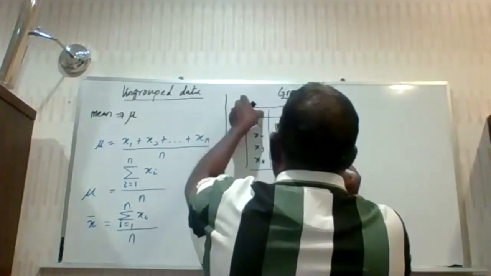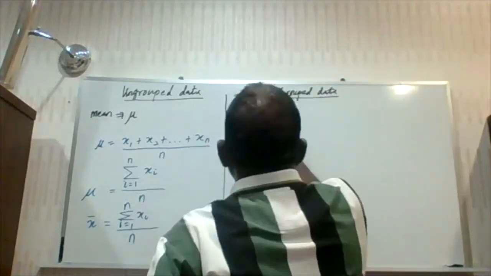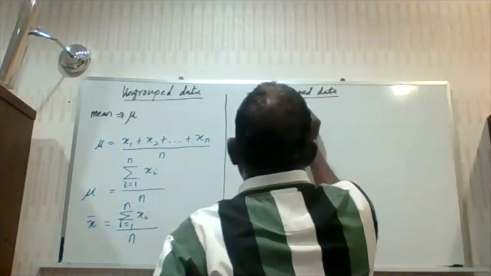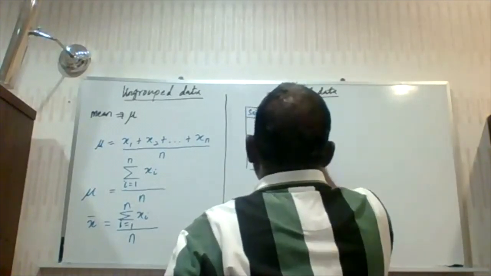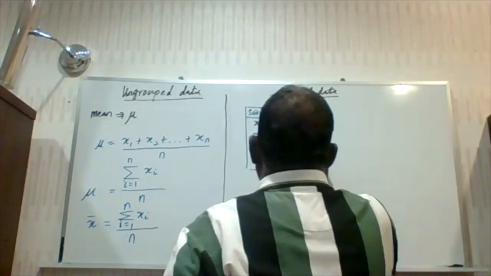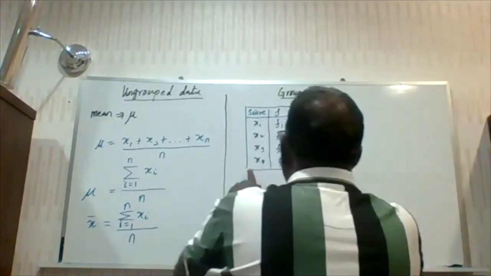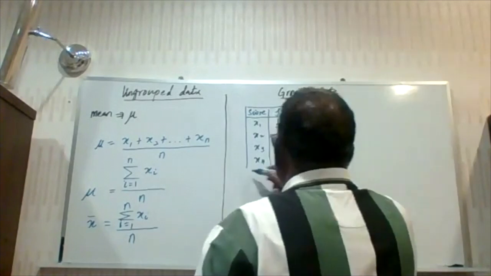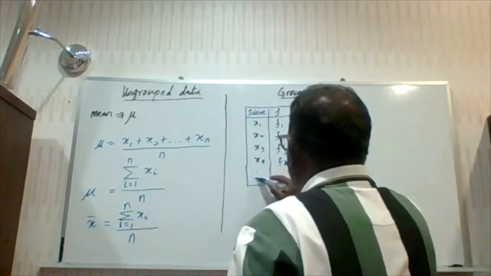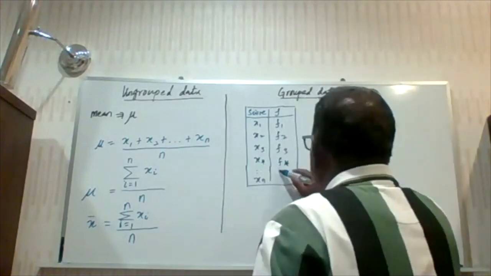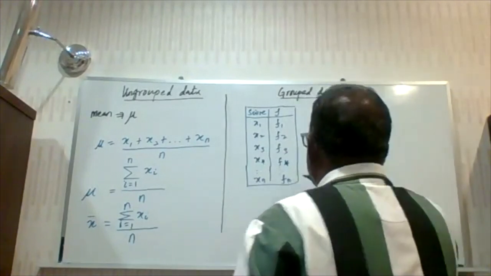Let's say this is a score. And this will be frequency. So the frequency will be f1, f2, f3, f4, and let's say you have xn. Please remember, there's a lot of understanding that's needed here.